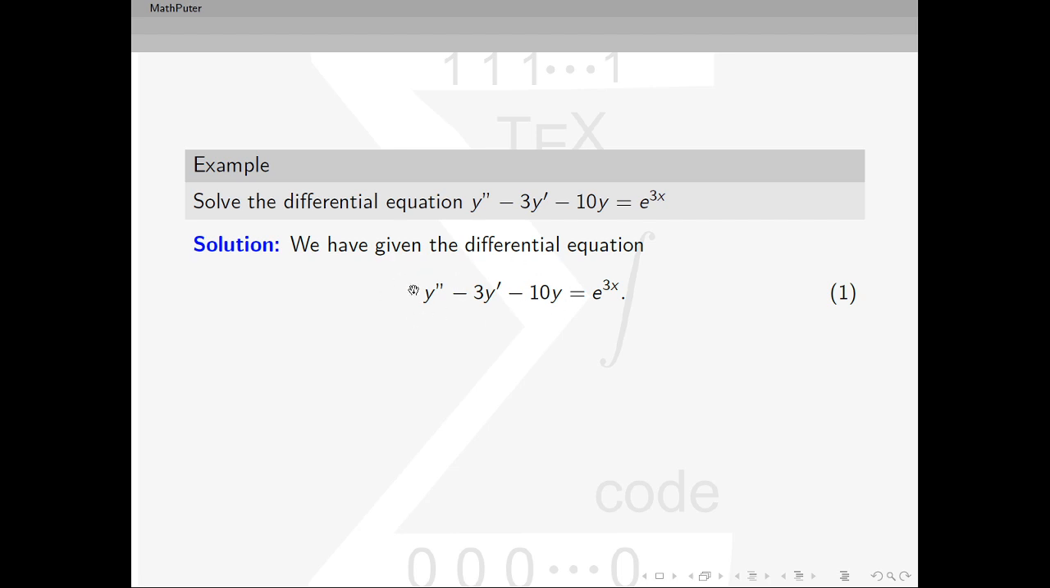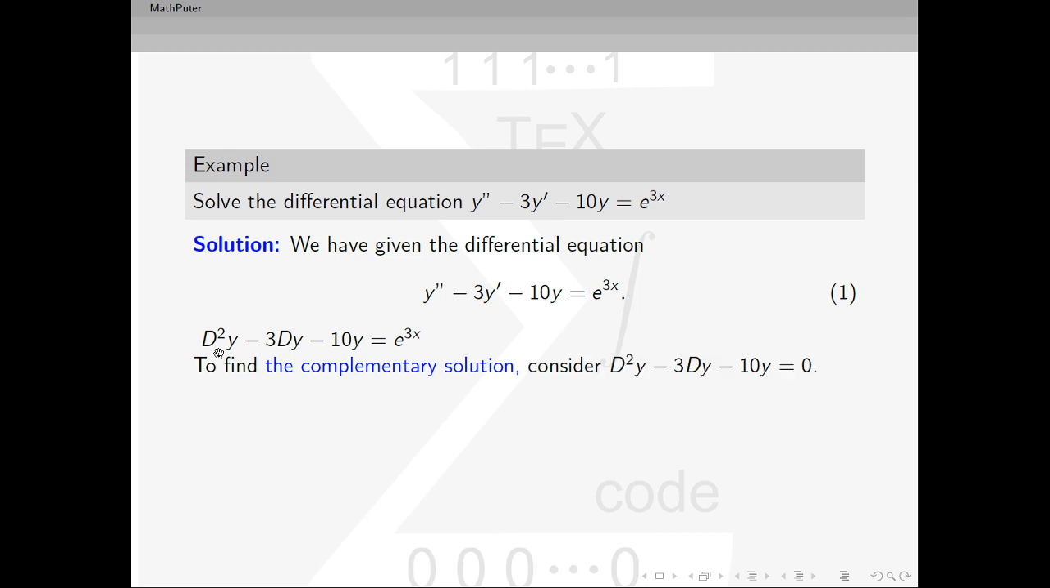So let us discuss the complementary solution. We represent this function in terms of D. This is the second derivative. So we have D squared y minus 3 D y minus 10y is equal to e raised to 3x. Now for the complementary solution, what do we do? We consider the right hand side equal to 0. So we have the equation D squared y minus 3 D y minus 10y equal to 0.